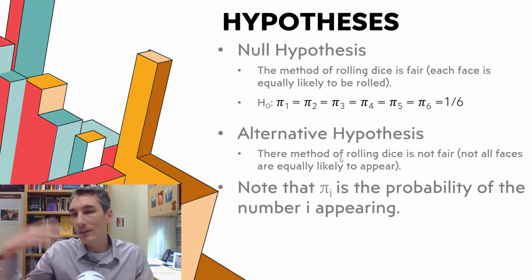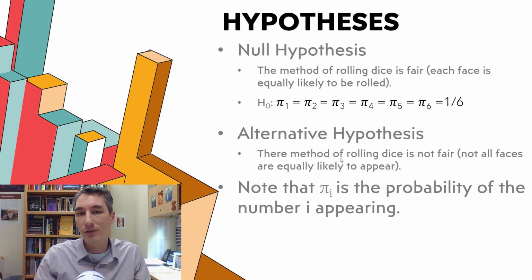And the alternative is that it's not fair. Not all the faces are equally likely to appear, so some of these pi's are going to be different from the other ones. And this pi sub i is the probability that the number i gets rolled. If we're going to use symbols like this, we want to define what those symbols are.